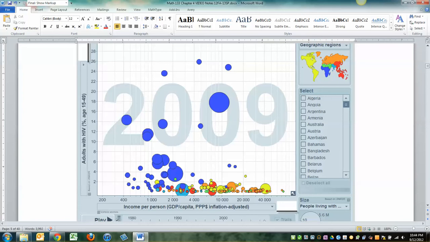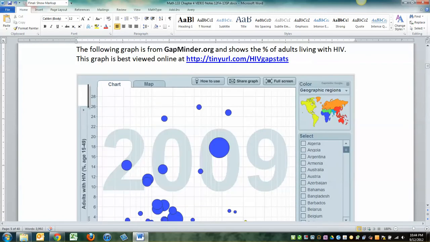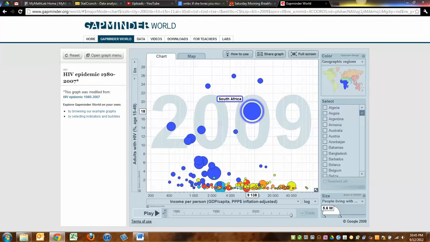So this is the income per person, GDP per capita, and this is adults with HIV, the percentage of adults living with HIV. Then again, this is from gapminder.com. If you're interested, you can click on the link and go to it. This is Gapminder online. So you're able to see, for example, this country over here is Zimbabwe. This is South Africa. Way down here is the US. Over there is Russia. That big light blue one is India, and so on.